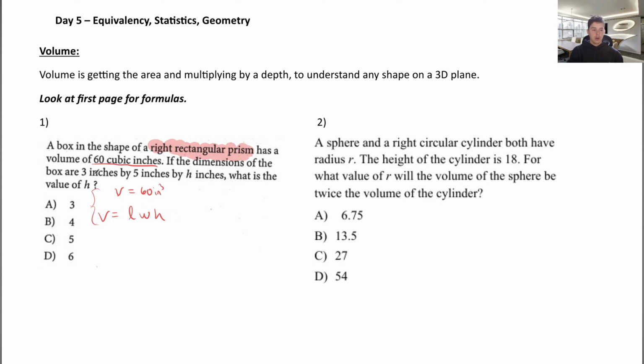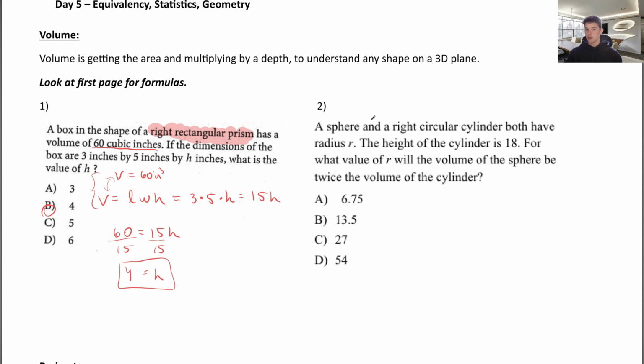If the dimensions of the box are 3 inches by 5 inches by h inches, what's the value of h? So we know that the volume equals 3 times 5 times h, which is equal to 15h, because 3 times 5 is 15. So here we can now sub in. We have that 60 equals 15h. Now dividing both sides by 15, we get that the height is equal to 4. And we know that 4 times 5 times 3 is going to be equal to 60, if you want to check. Okay, let's do number 2.